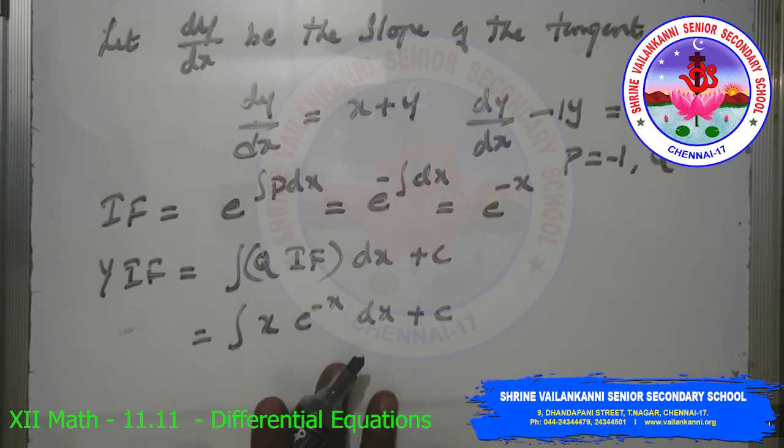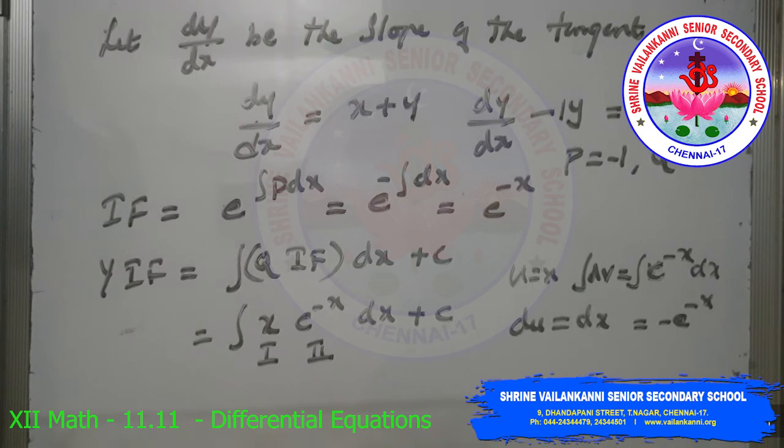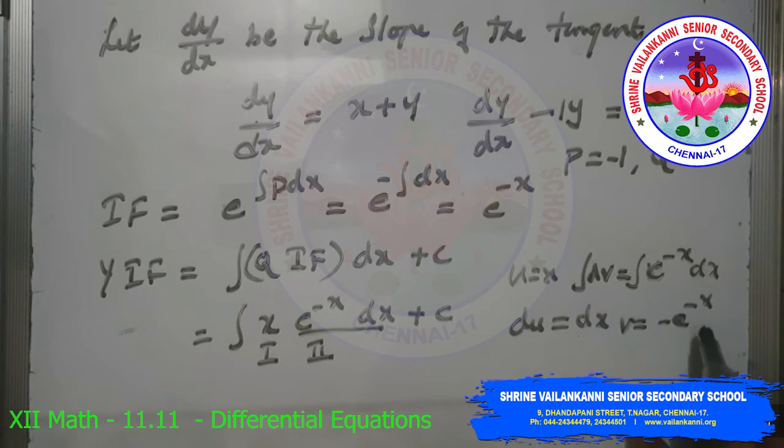Here we have the product of two functions. We have to use integration by parts. So the first part is the algebraic function, which is x, and the second part is an exponential function, which is e power minus x. First part is u, which is x. Differentiating this, we get dx. Second part is dv, e power minus x dx. Integrating this, we get v equal to e power minus x.